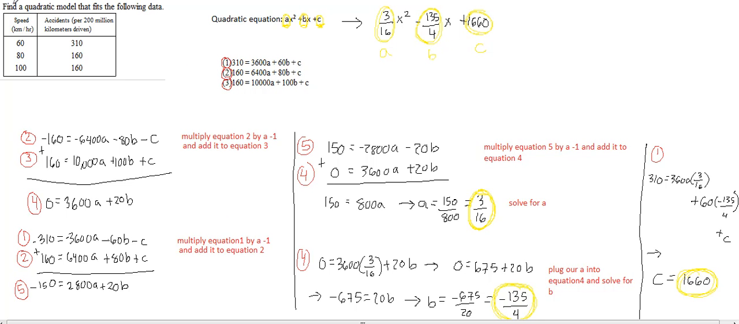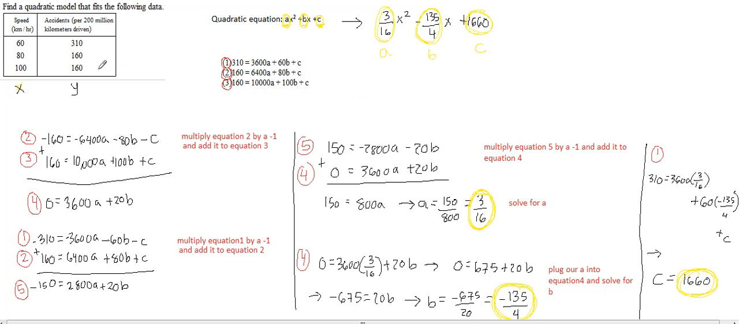So the first thing, the problem says to find a quadratic model that fits the following data. It gives us some speeds and some accidents. So I'm going to say that this speed column is our x's. If we were to graph this, this would be our x-axis, and y would be our accidents.